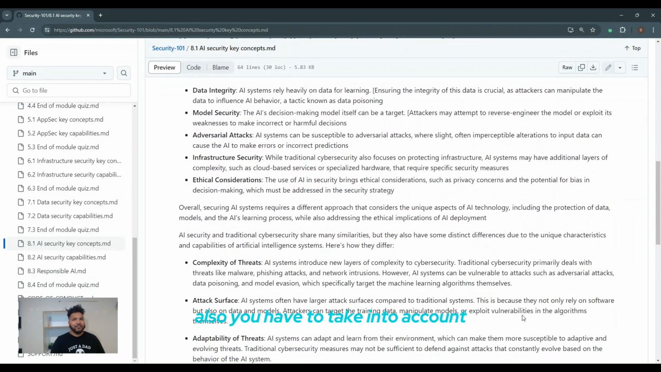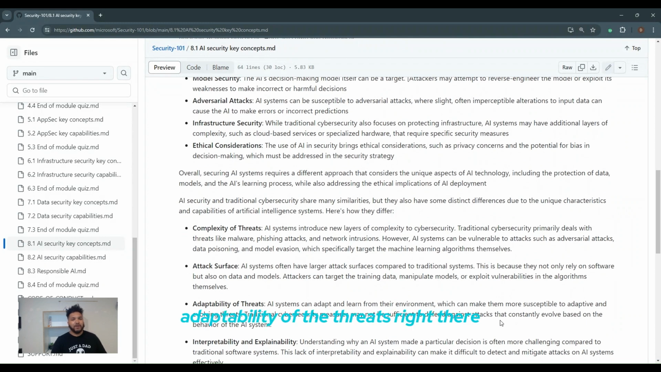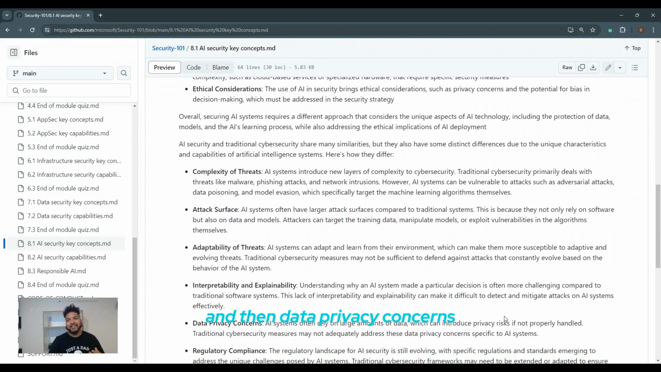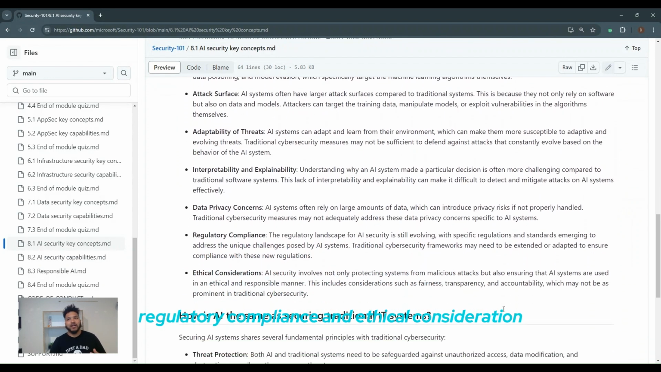Also, you have to take into account the complexity of the threats. The attack surface is different. The adaptability of the threats, right? They're moving at a much different rate. Interpretability. Wow, can't say that word at all. And explainability. And then data privacy concerns, regulatory compliance, and ethical consideration. I think one of the big ones right now is data privacy concerns. Because when you feed a model, you want to make sure that data is your data. That's the biggest concern for organizations out here when they feed these open source data systems such as ChatGPT, right?